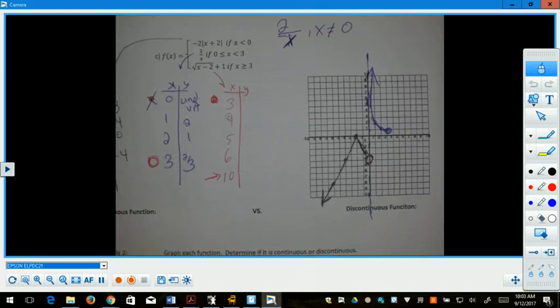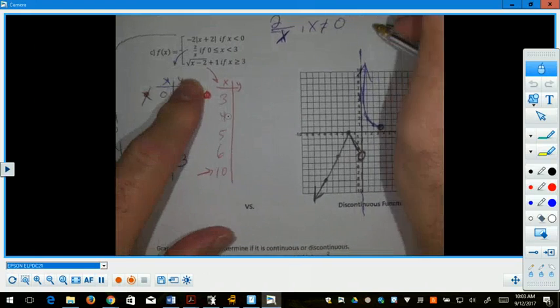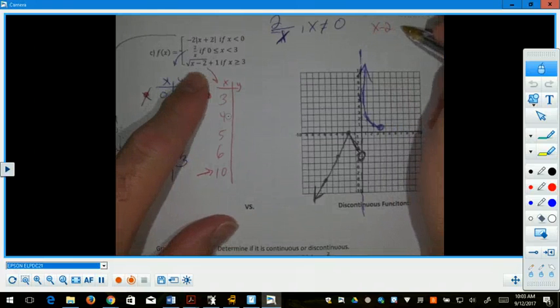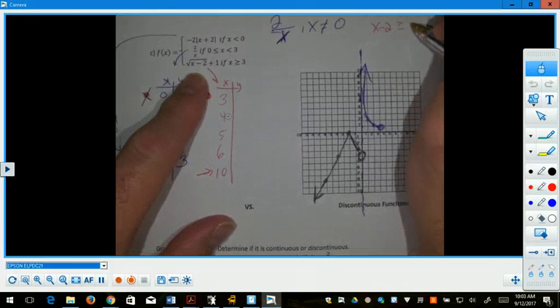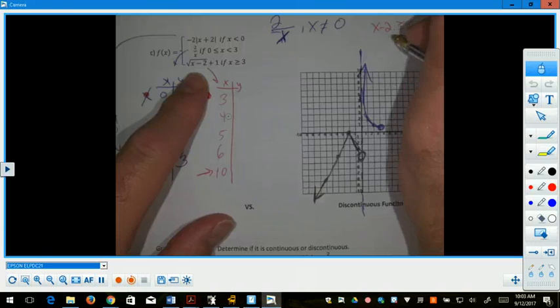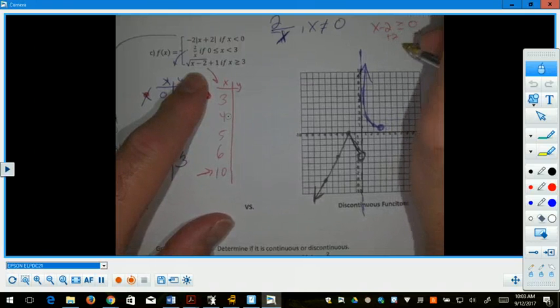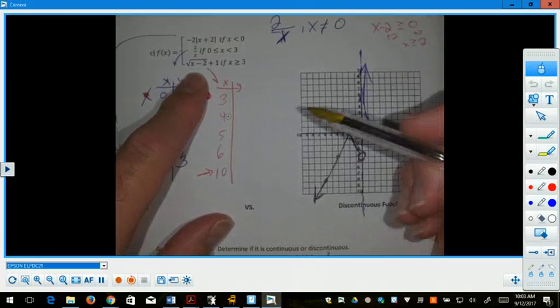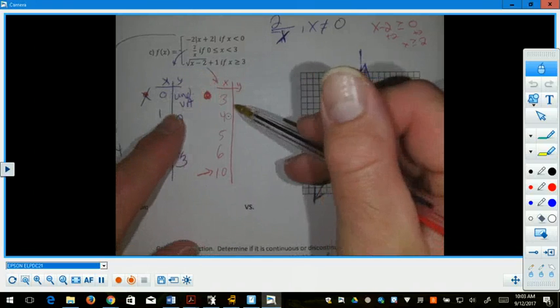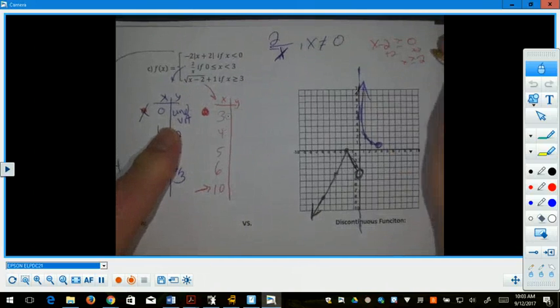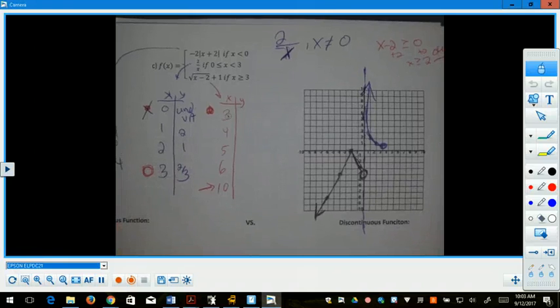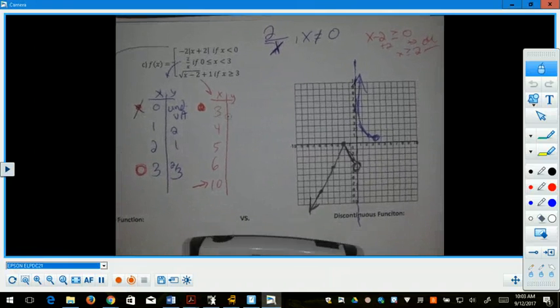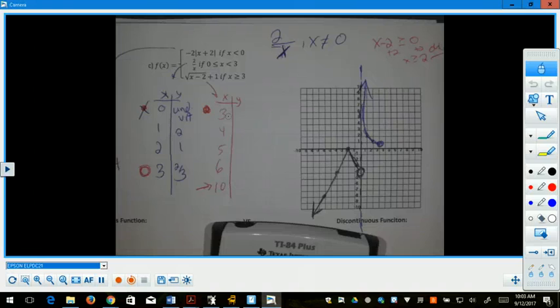Our third piece is a square root function. Again, we will have some restrictions. X minus 2, since it's under the radical, has to be greater than or equal to 0 on our domain. When I add 2 to both sides, x has to be greater than or equal to 2, which we're okay with because we're not starting until 3. So it's okay. So we're going to plug into our calculator y equals the square root of x minus 2.